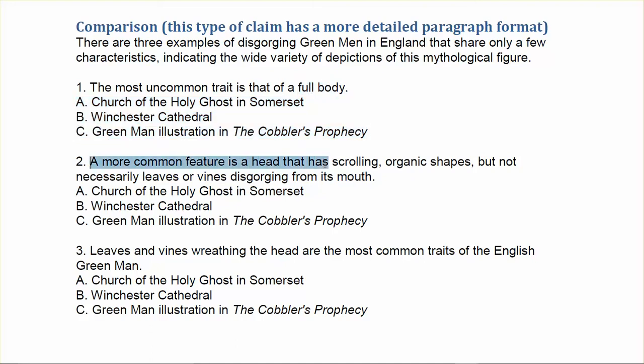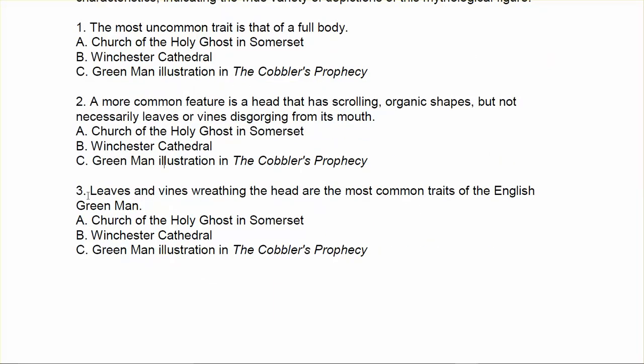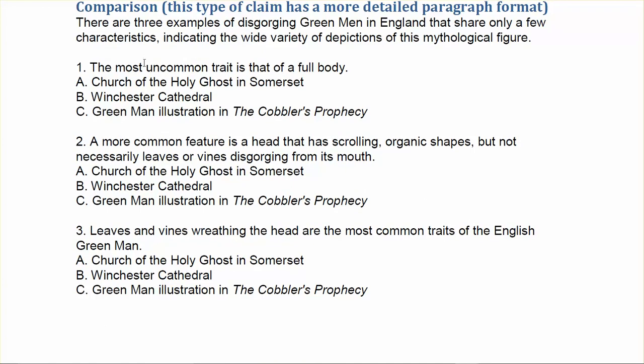In this paragraph, I'm looking at the feature that instead of having leaves, the disgorging material from their mouths is like maybe some kind of abstract scroll work. I'm going to look at all 3 examples of the green man and explain how they have or do not have these scrolling organic shapes. And finally, we're looking at the traditional leaves and vines wreathing the heads of the green man, which is, again, these are all carvings and illustrations that I'm looking at. And I'm going to look at all 3 examples. So this is one paragraph, this is one paragraph, this is one paragraph.